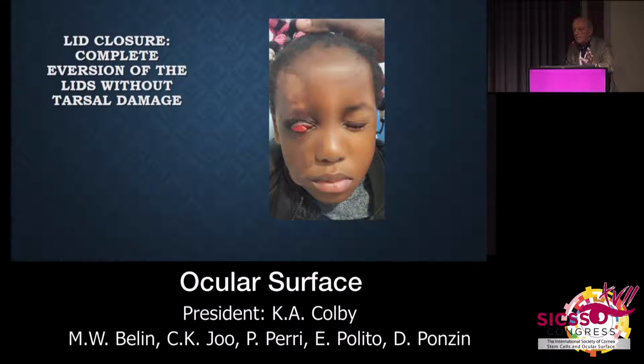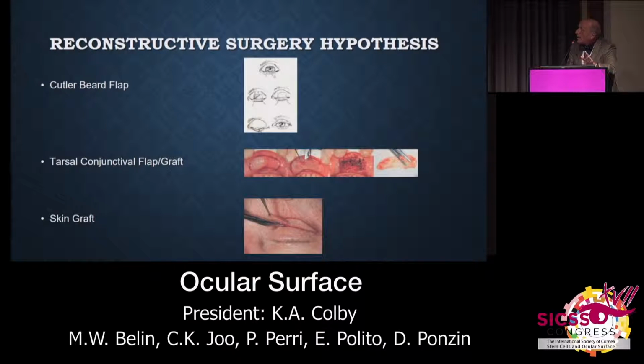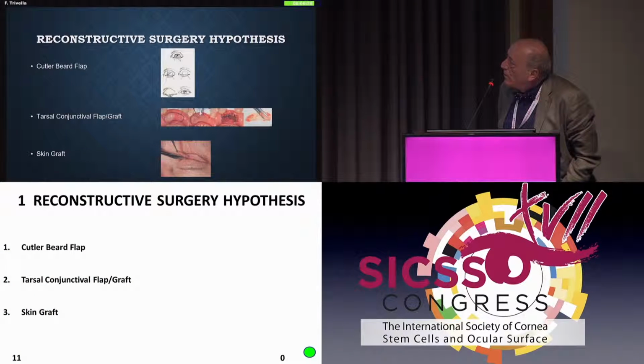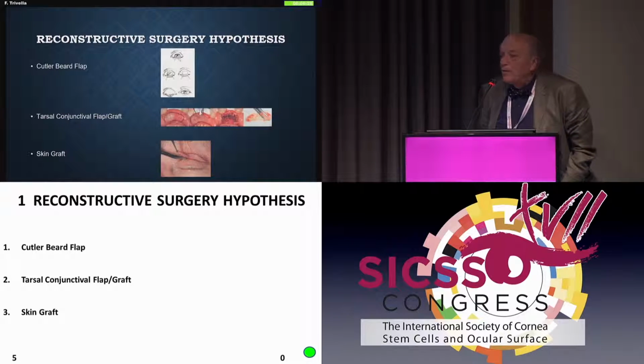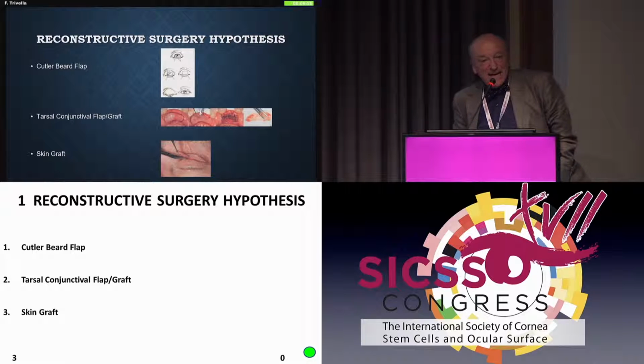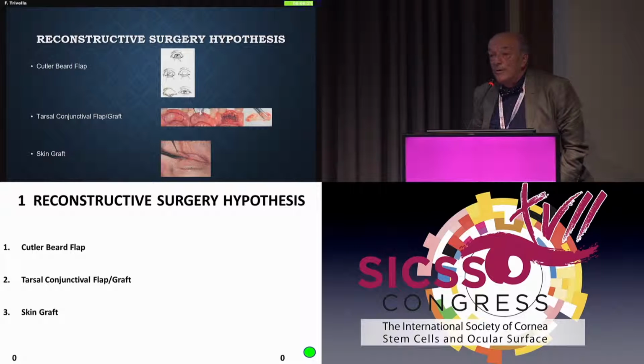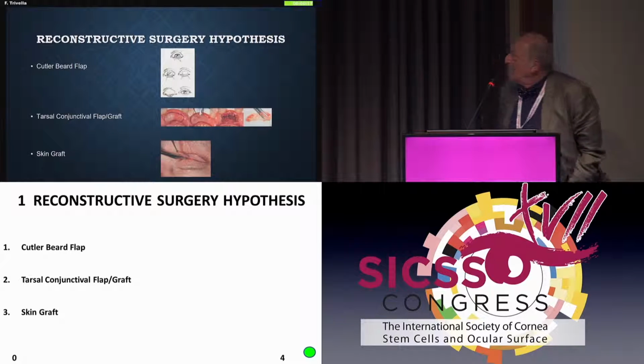So begin and think of the answers, because from now on we're going to talk about the possible responses or answers to clinical questions. So how to reconstruct it: with a Cutler-Beard flap, that is to say a tarsal conjunctival flap coming from the bottom to reconstruct the upper lid, or by means of a graft harvested from the buccal mucosa, or just with a skin graft. So let's see what you say.